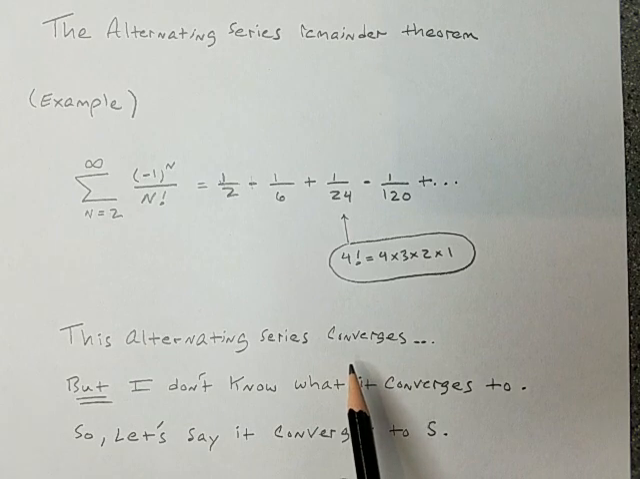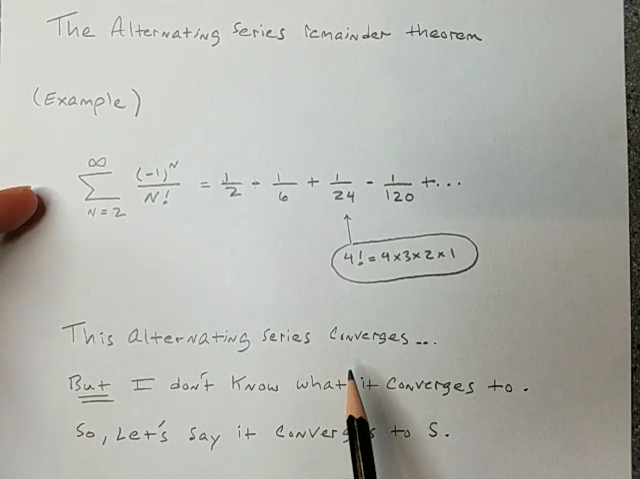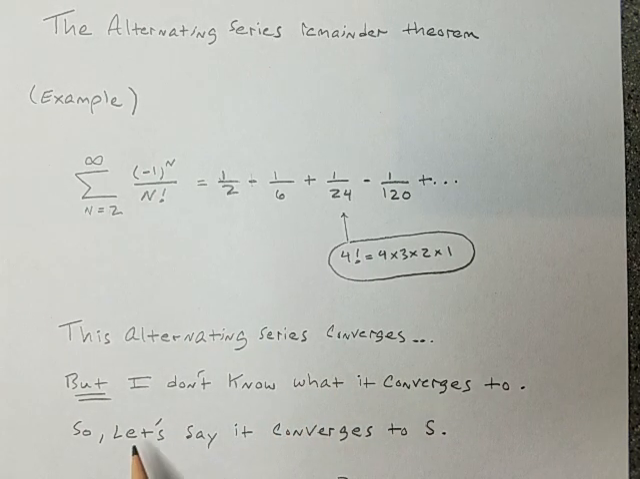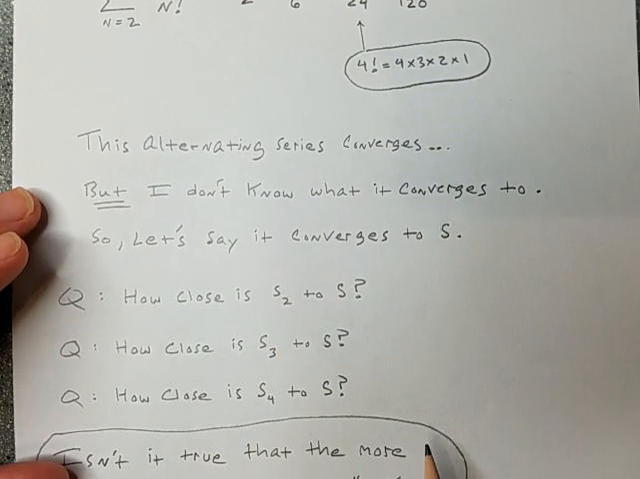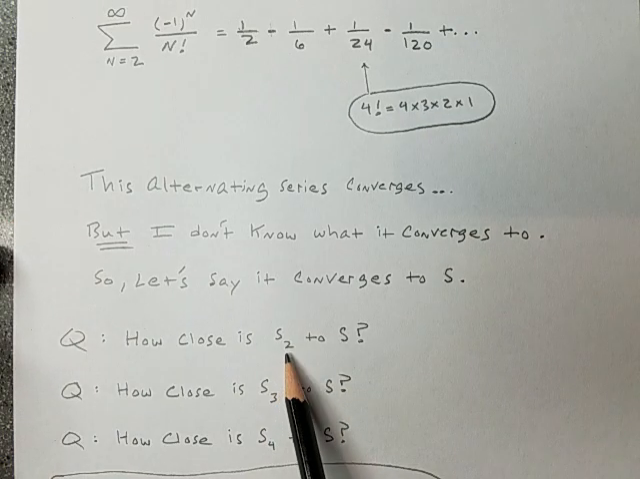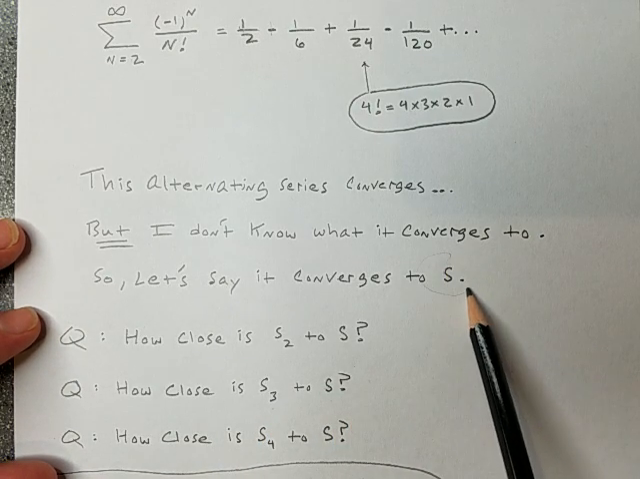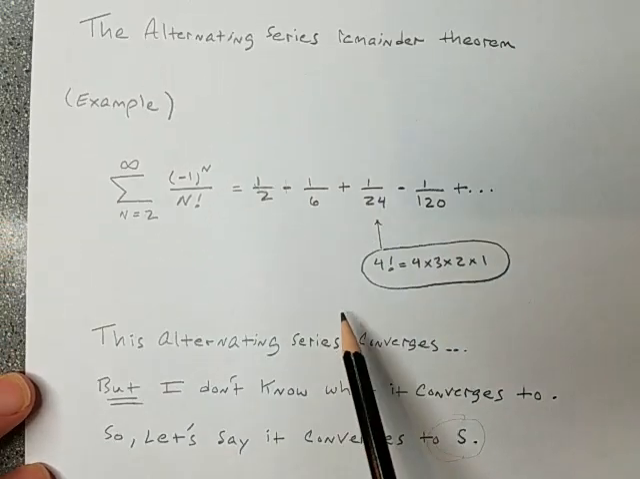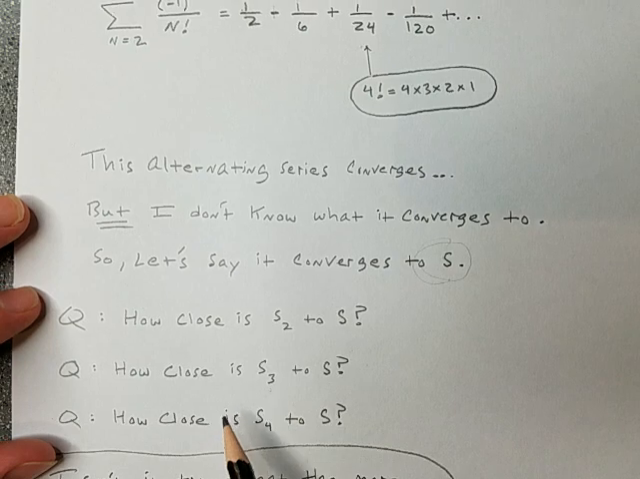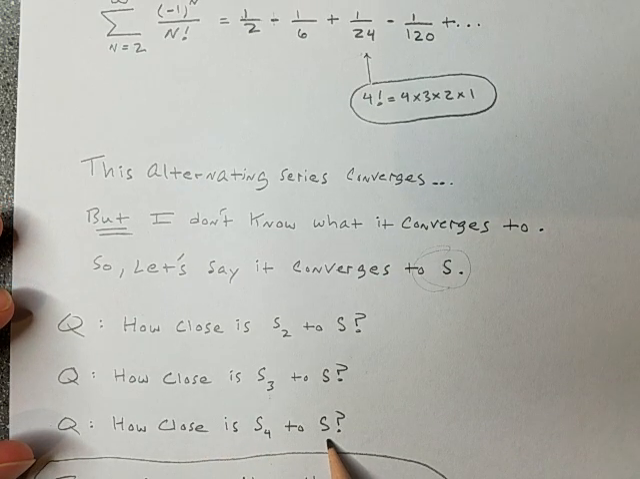Now, in my earlier videos, I talked about how you know if an alternating series converges. This one converges. Now I don't know what it converges to, but it converges to something. So what's our notation for the number that a series converges to? It's capital S. And so I might wonder, let's think about some questions. How close is the sum of the first two terms to S? And how close is the sum of the first three terms to S? I don't know that number, but I can add these together. And how close is the sum of the first four terms to S?